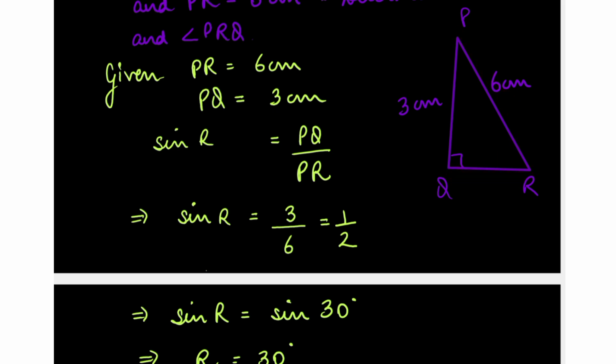Now there are two ways to do this. The other is we can take cos P. What is cos P? Base upon the hypotenuse. Now we have base as 3, hypotenuse as 6. So we can get the value of P from there, like we have obtained the value of R. And there is one more method. As we know that the sum of interior angles of a triangle is 180 degrees. So we know the two angles, that is Q and R, 90 degrees and 30 degrees. We can easily find angle P from there.